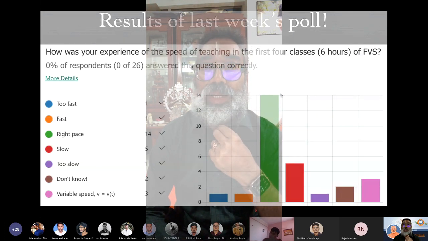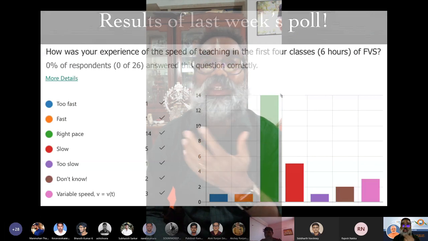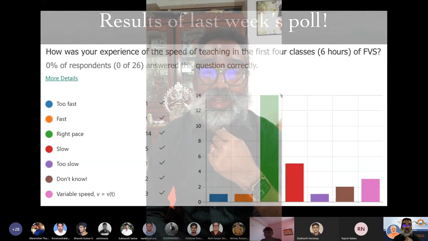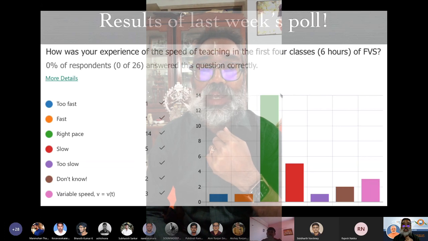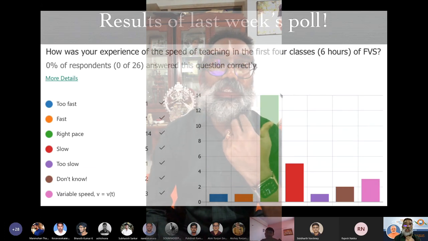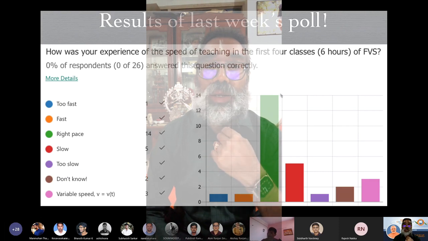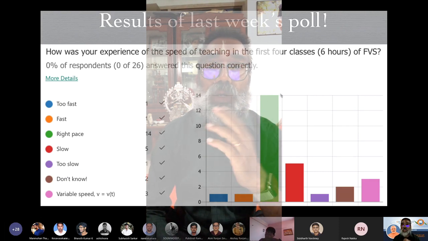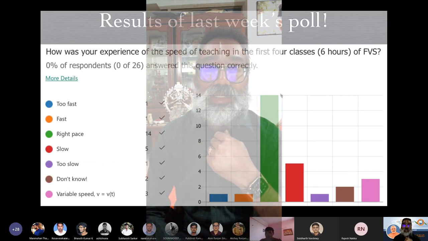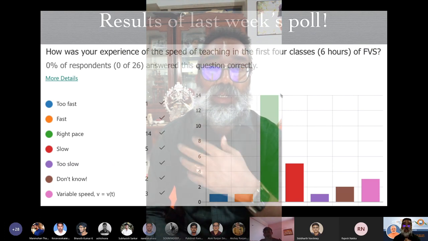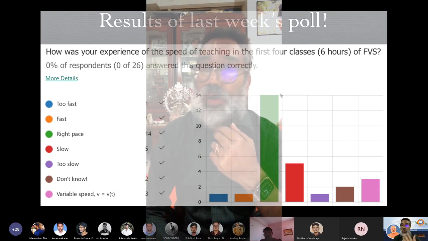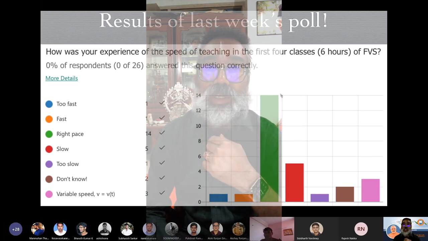Like this time, of course, there's no such thing as a right answer. So 0% of the respondents answered this question correctly, because it's a very subjective question. It depends on your own background and your own learning processes, how you perceive the speed of a particular course. So there's no right answer as such. But going forward, for some of the actual content of the course that you'll be tested on online during the course, or sometimes offline as well, we would be grading you partly based on these responses.